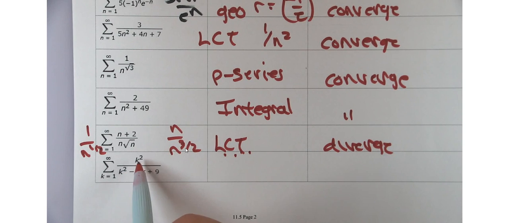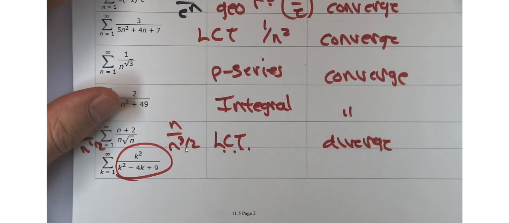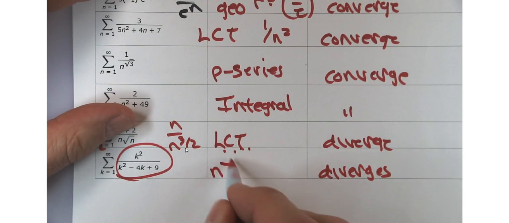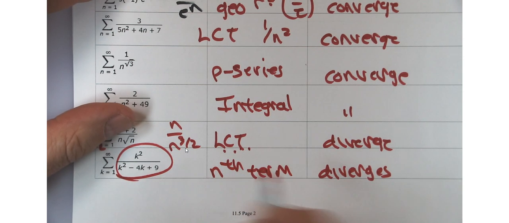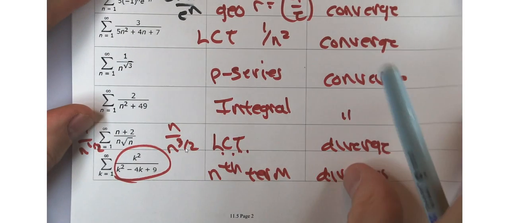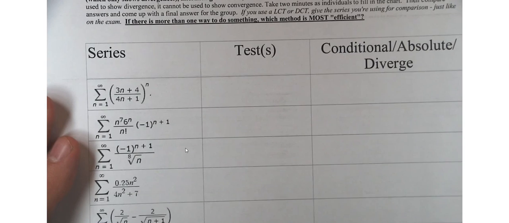Last one here. We've got k squared over k squared. That one's screaming out to me that it diverges. Can anyone tell me why? N-th term test. These terms don't have a limit of 0. If your sum is going to converge, then these terms have to at some point get really, really small.